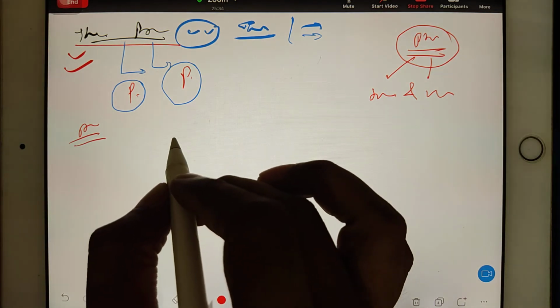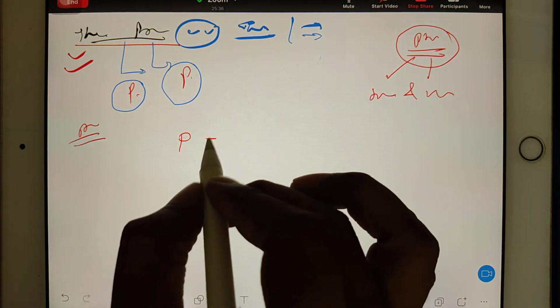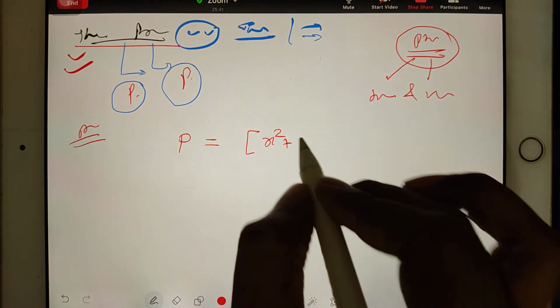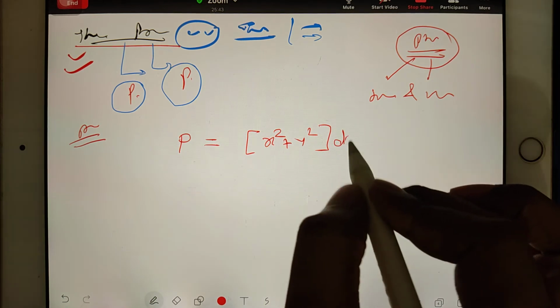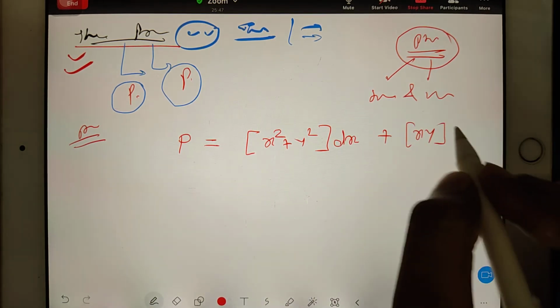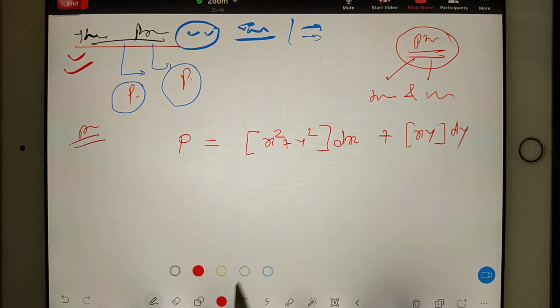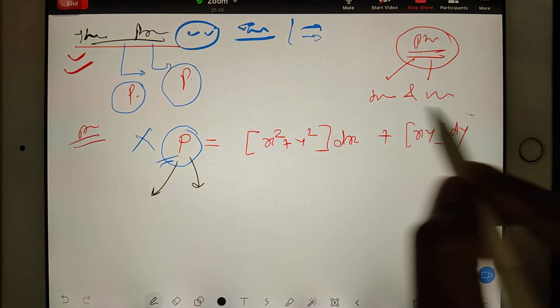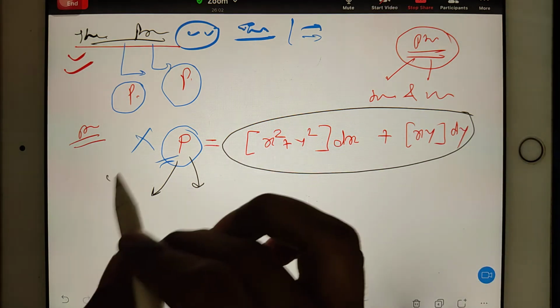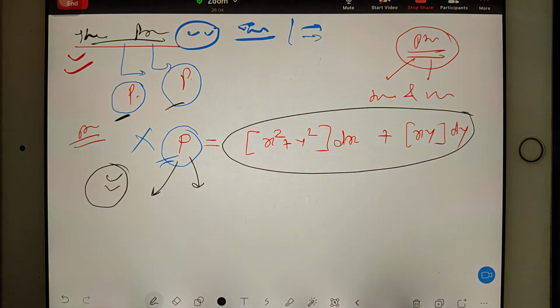Suppose I have any property P, and this property is defined by the equation (x square plus y square) dx plus xy dy, and our job is to discuss whatever property this is. I am not sure which property this is. Whatever property this is, is it a point function or a path function? Just by seeing the equation we have to judge this. Now we have to know the technicalities of path function and point function.